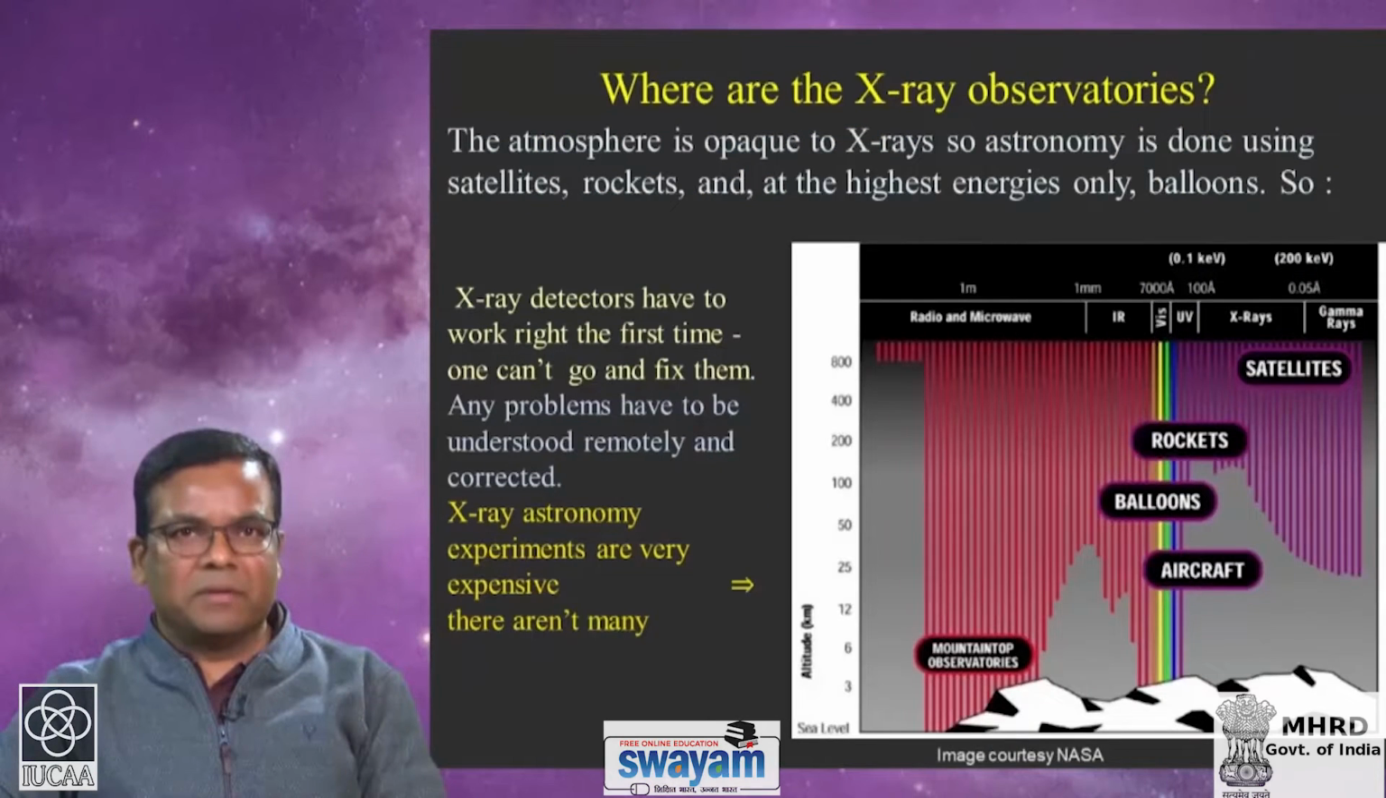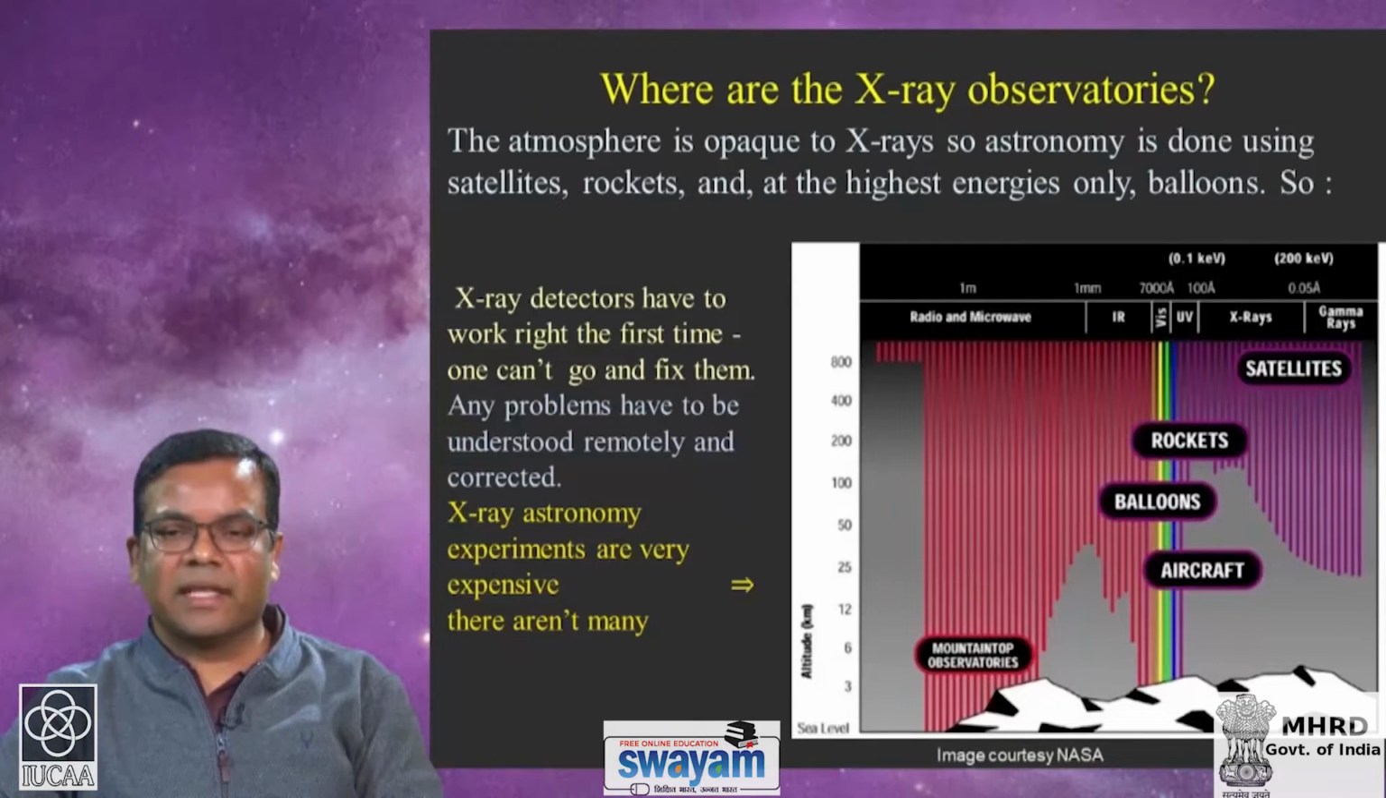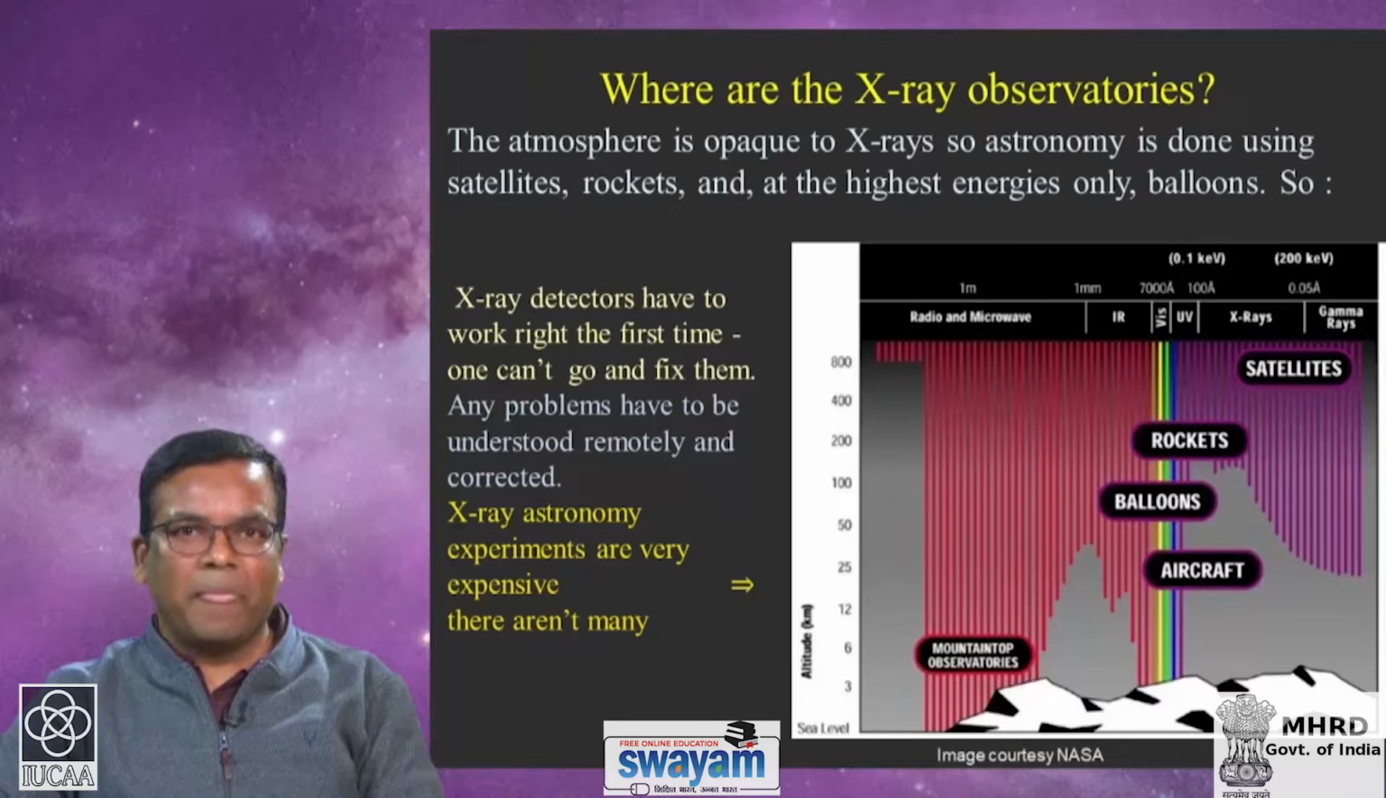The next question we want to ask is, where are the X-ray observatories? You may be aware that the atmosphere is opaque to X-rays. So, X-ray astronomy is done using satellites, rockets, and at the highest energies only with balloons. This figure shows the altitude at which electromagnetic radiation in different bands reaches above Earth's surface. The soft X-rays reach only up to a few hundred kilometers above Earth's surface, while hard X-rays can reach down to about 20 or 25 kilometers.